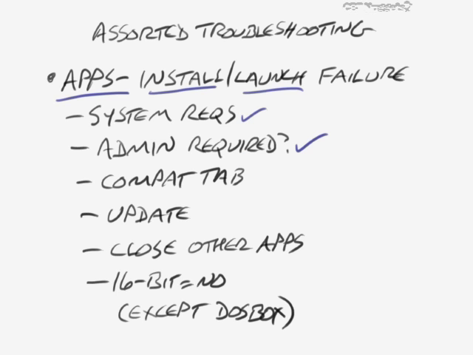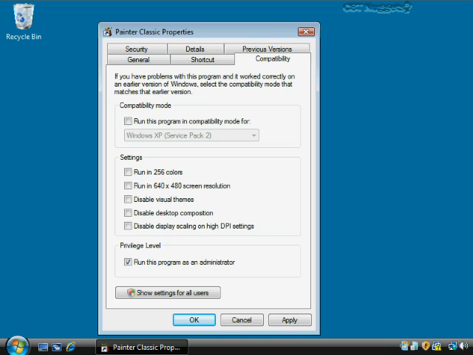And of course, that description relates mostly to the ability to launch that software, but you again are probably going to be required to be an administrator to install software in the first place, so just bear that in mind. Also check the compatibility tab, and as I go back over here to Windows Vista, I've gone to the shortcut properties for my Painter Classic. Here's where I specify run this program as an administrator, and that way it actually always does.